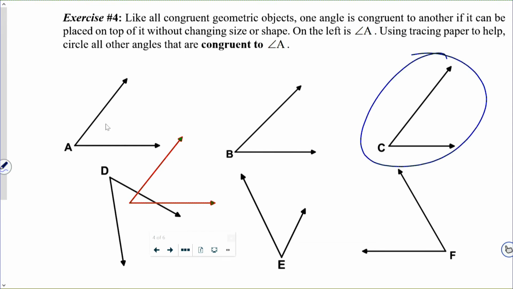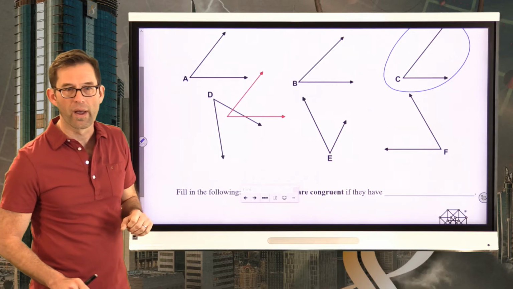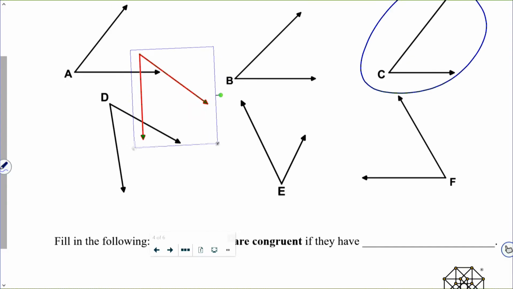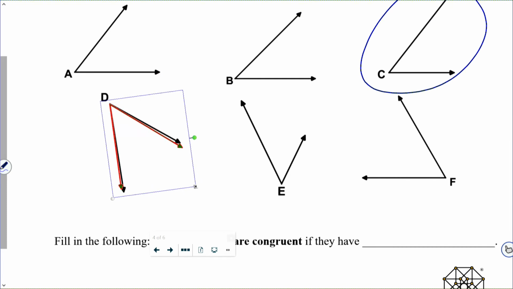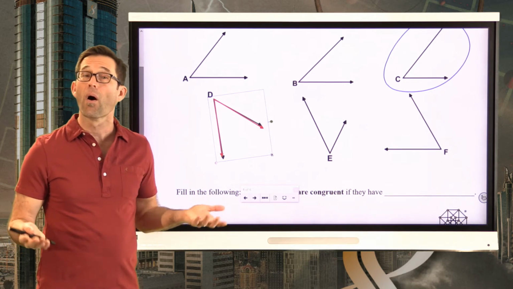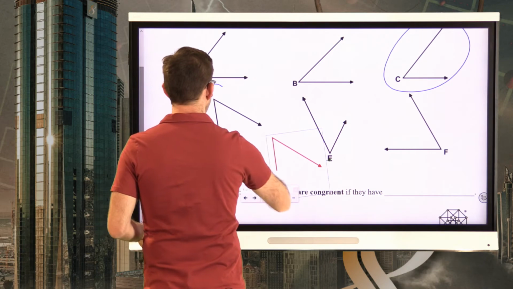Let's see if there's any more. So angle D is oriented in a little bit of a weird way. I may have to take my tracing paper and rotate it a little bit to see if angle D and angle A are congruent to each other. But as long as I do it pretty accurately, I find that angle D and angle A are in fact congruent with one another. So angle D is another one.